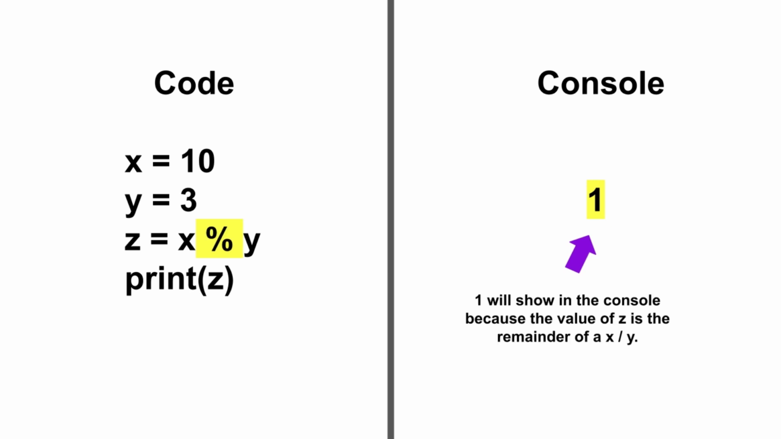There is also this thing called the modulo operator. The modulo operator will display the remainder of a division. Since 10 divided by 3 will give us a remainder of 1, we should see 1 on our console. But if there is no remainder after a division, we should see a 0 on our console.